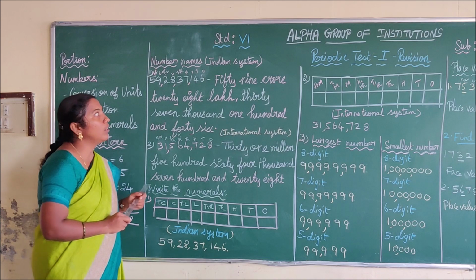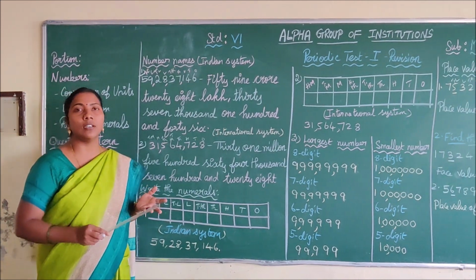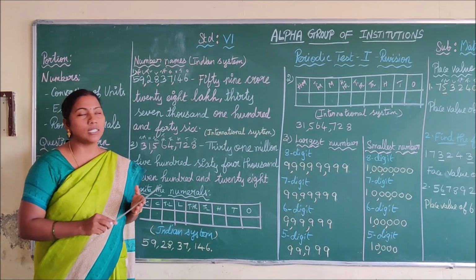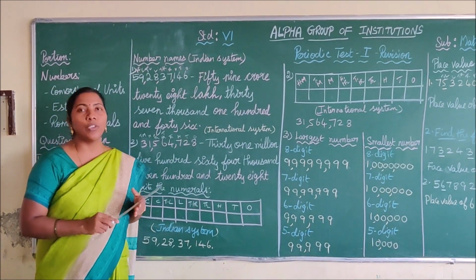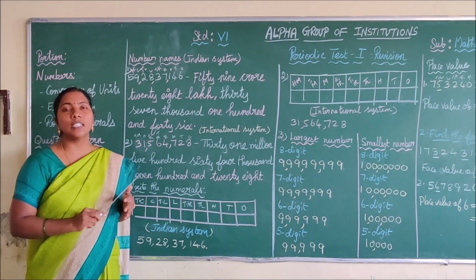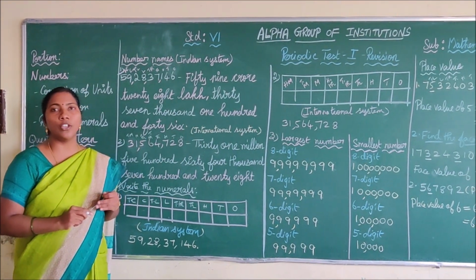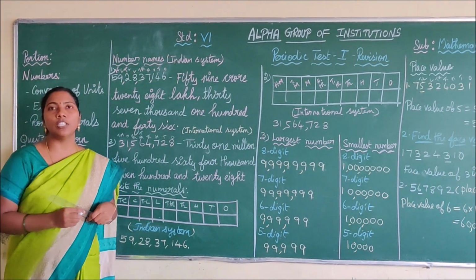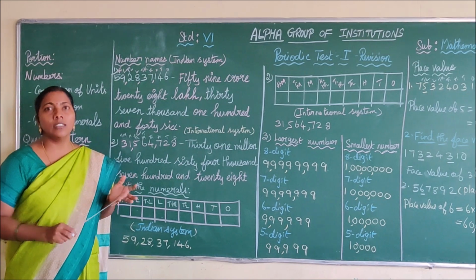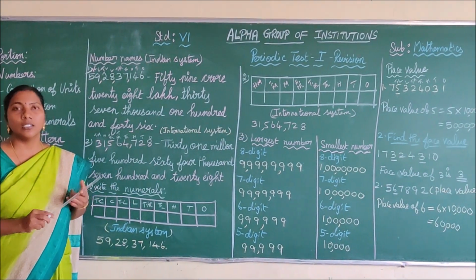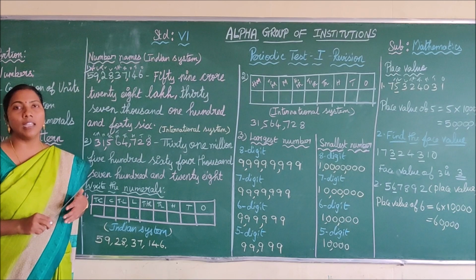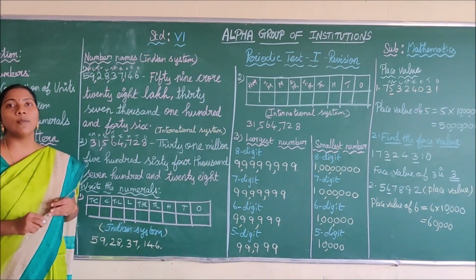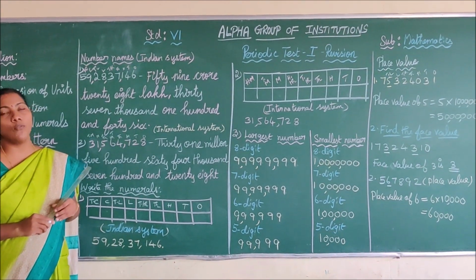First we are going to see the Indian system of numeration, international system of numeration, and then largest number, smallest number, place value, face value, ascending and descending order. These are the concepts we are going to recall now. What are the place values in the Indian system of numeration? Say along with me: ones, tens, hundreds, thousands, ten thousands, and then lakh, ten lakh, crore, ten crore. These are the place values in the Indian system of numeration.